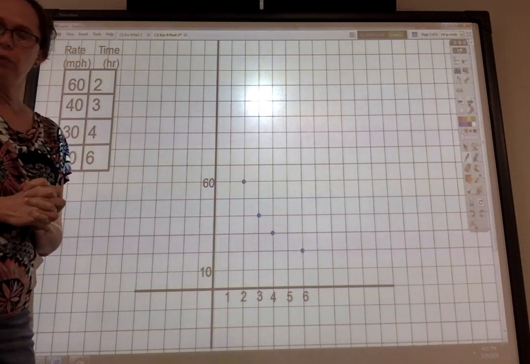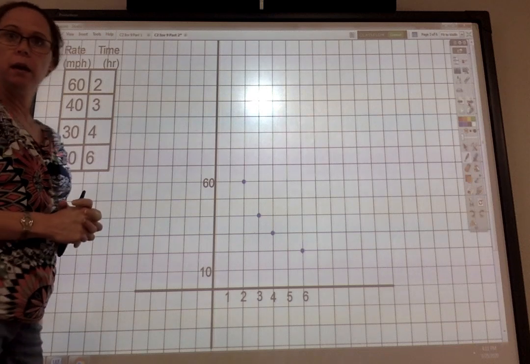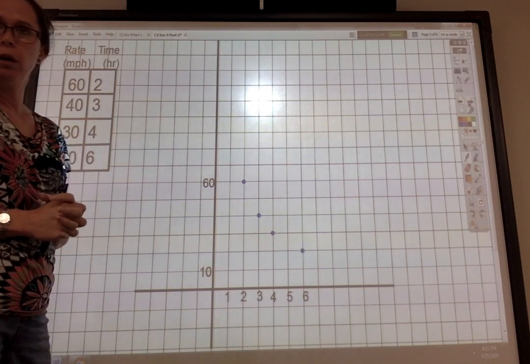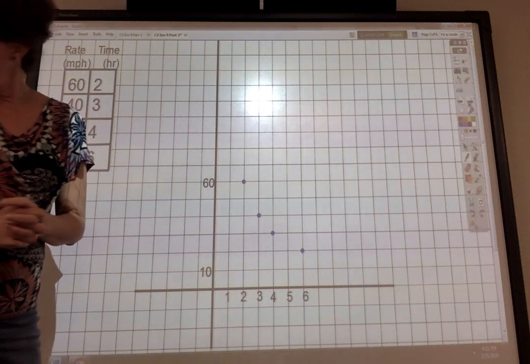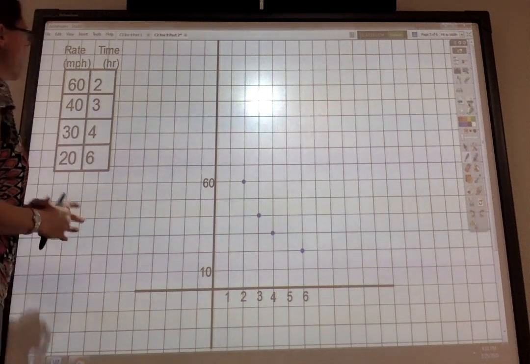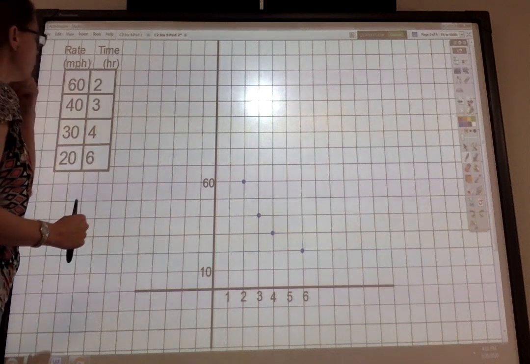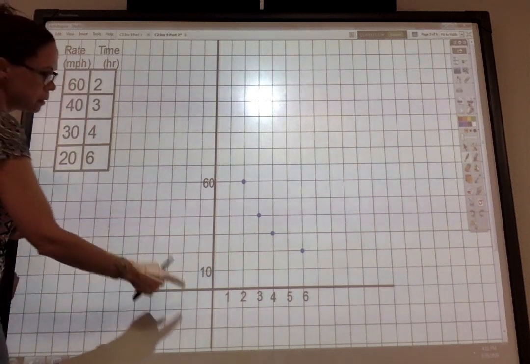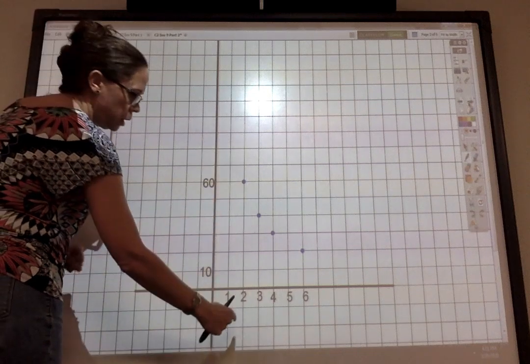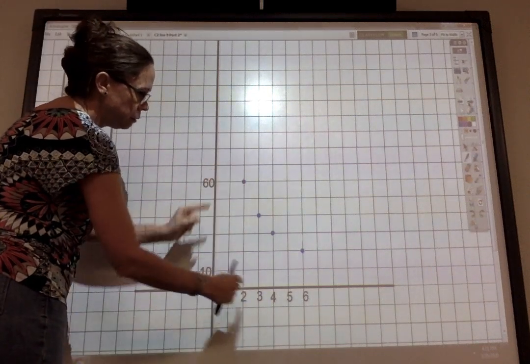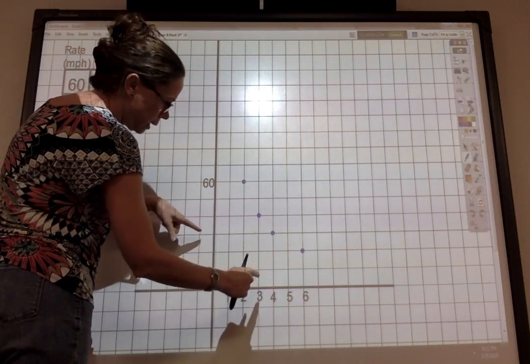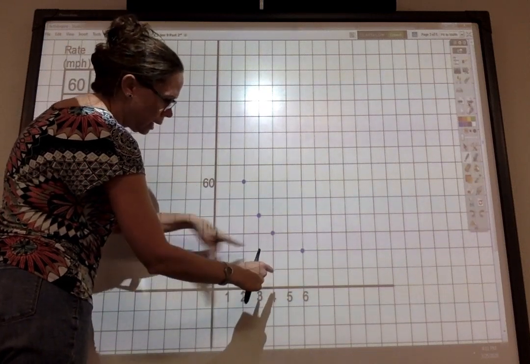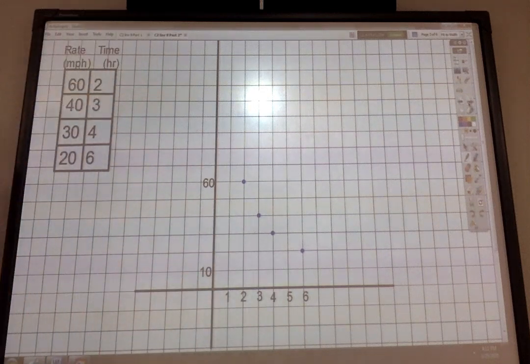Okay? Now number 15. Now I didn't ask you to do 15, but I want you to do it with me as I go through graphing this inverse relationship. Okay? So it says graph the pairs of numbers in the table. So I know when my speed is 60, it takes 2 hours. So I'm going to combine my 60 and my 2 there. I'm going to do the other ones here. At 40, it takes 3 hours. And at 30, it takes 4 hours. And at 20, it takes 6 hours. Okay, so go ahead and get those values on your graph.